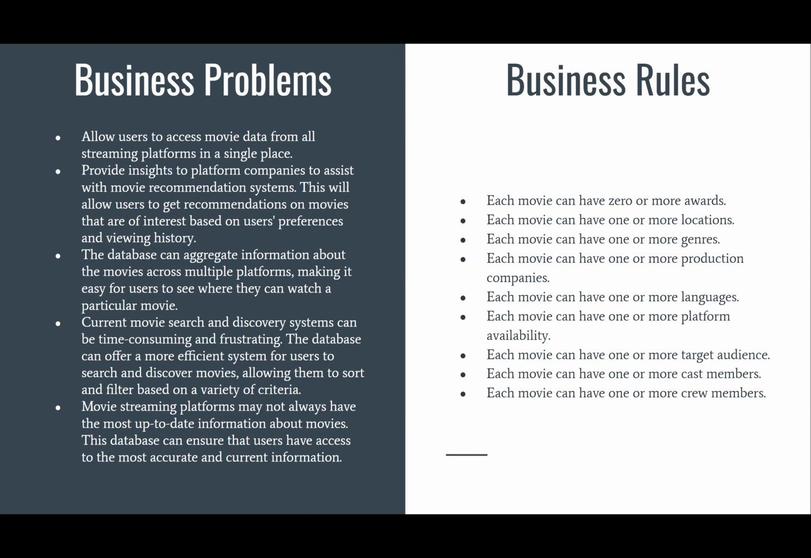And as you can see under business rules, information that will be available includes genre, production company and crew, cast members, location, awards for movies and individuals, and streaming platform specific language availability as well.